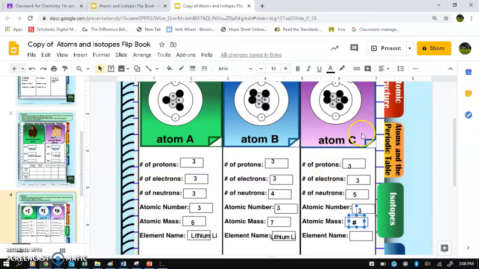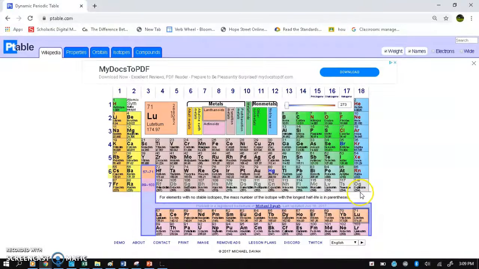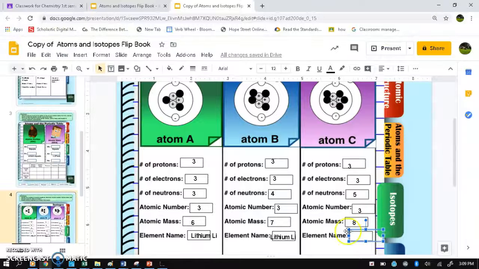The atomic mass is, we count these guys in the middle, the nucleus. 1, 2, 3, 4, 5, 6, 7, 8. Or 5 plus 3 equals 8. What element is it again? Let's go one more time. It is what element? 3 protons. It's lithium again? Yes, it's lithium again, because it's an isotope. It's just a different type of lithium.